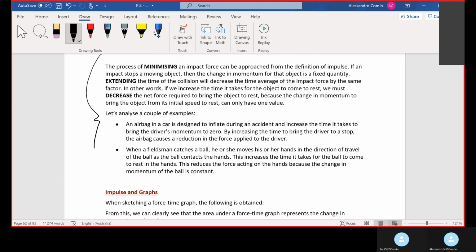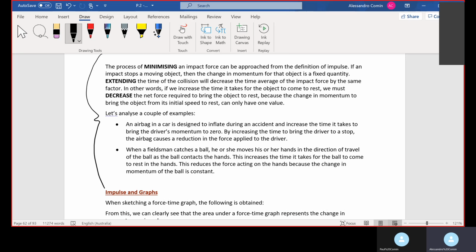So the process of minimizing an impact force can be approached from the definition of impulse. If an impact stops a moving object, then the change in momentum for that object is a fixed quantity, because it's obviously mass times the change in velocity. Extending the time of the collision will decrease the time average of the impact force by the same factor, which basically means that if I can increase the time it takes for the collision to occur, the less force is going to be experienced for the same impulse.